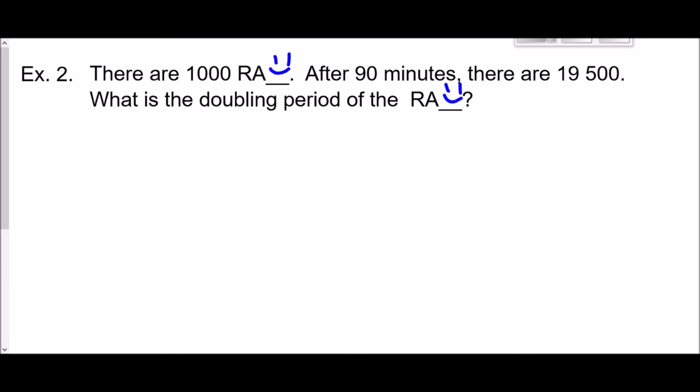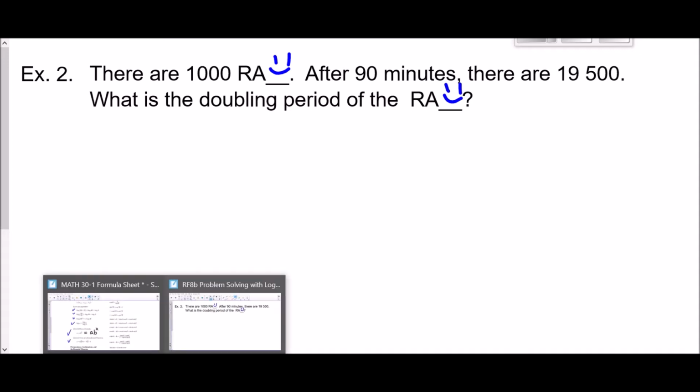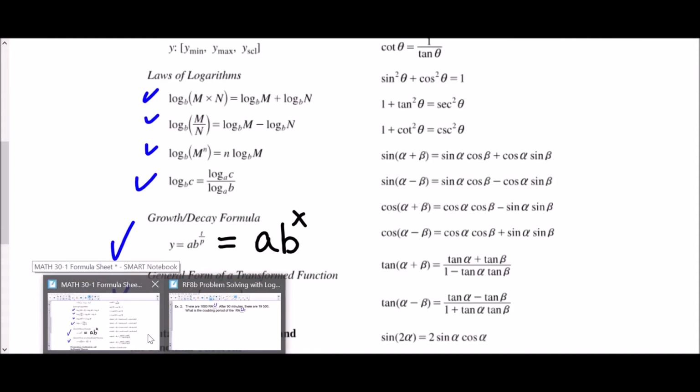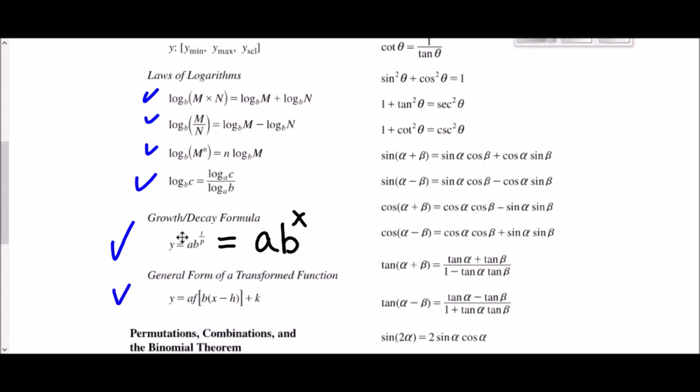Alright, so if you look at this, the question talks about doubling period. So I hope you know what we are talking about here. If you look at your formula sheet, it would be this. Growth or decay formula. If it is like half-life, B is 1/2. If it's doubling, that means B would be 2. If it's tripling, B would be 3. So Y equals A times B raised to the power of T over P.